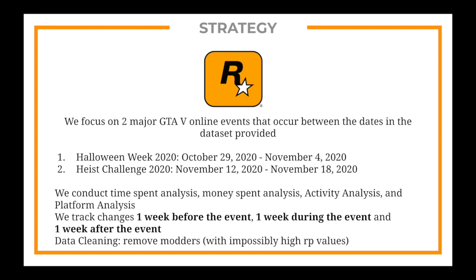The way we track changes in these events is that the time period we use is 1 week before the event, 1 week during the event, and 1 week after the event. So it's like a 21-day time period, and we see how the metrics we track change over these 21 days. For our data cleaning, we remove modders with impossibly high RP values that we discovered in the dataset.